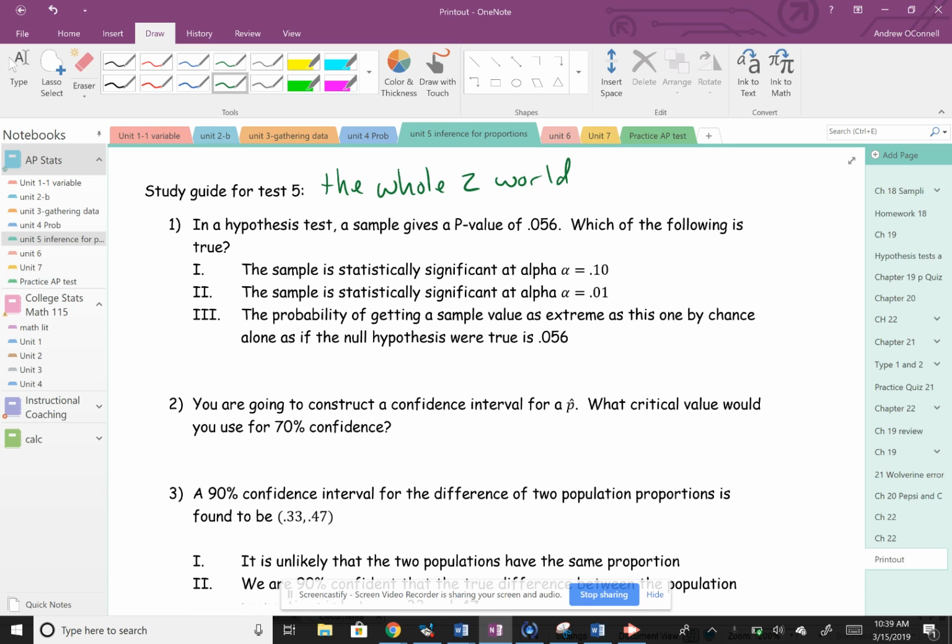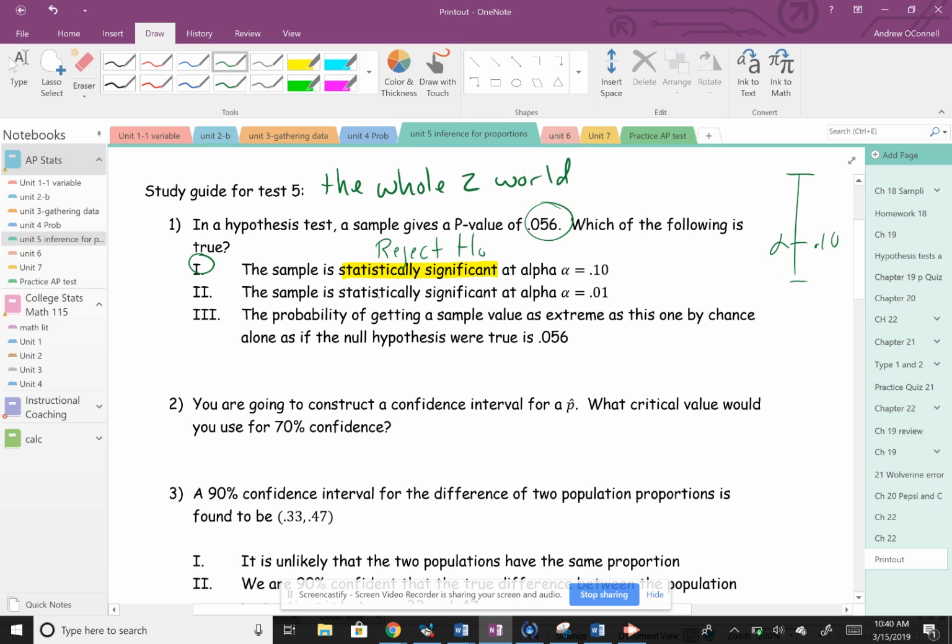Number one, in the hypothesis test, a sample gives a p-value of 0.056. Which of the following is true? The sample is statistically significant. When I say that, I mean statistically that you reject at alpha 0.10. So think about rejecting. You reject anything below the threshold of 10%. 5.6% is less than that. So yes, it would be statistically significant at alpha 10%.